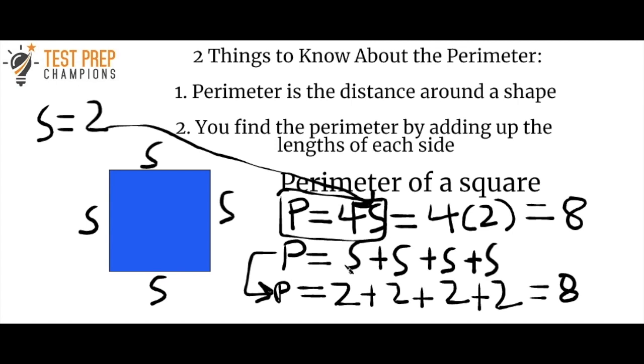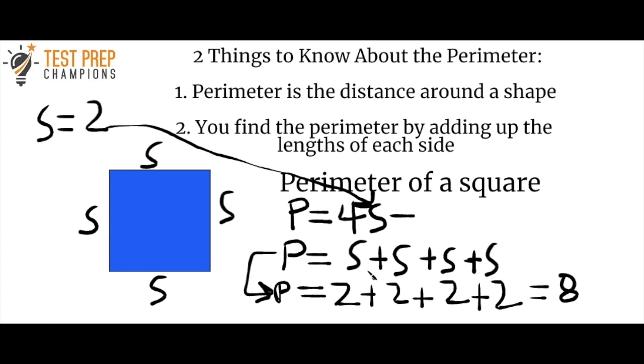Now, I recommend it's a little bit easier to just use P equals 4S. It's going to save you time on the test, because all you have to do is 4 times whatever S is, in this case 2. That's usually a lot faster than doing S plus S plus S plus S. But it doesn't really matter. You're going to get the same exact answer, and both are valid ways to do it. All right, so that's squares.